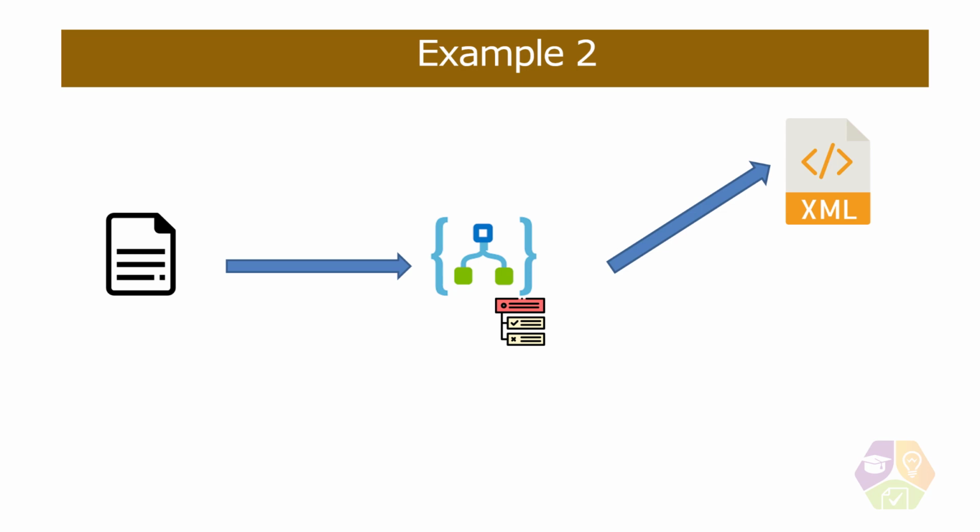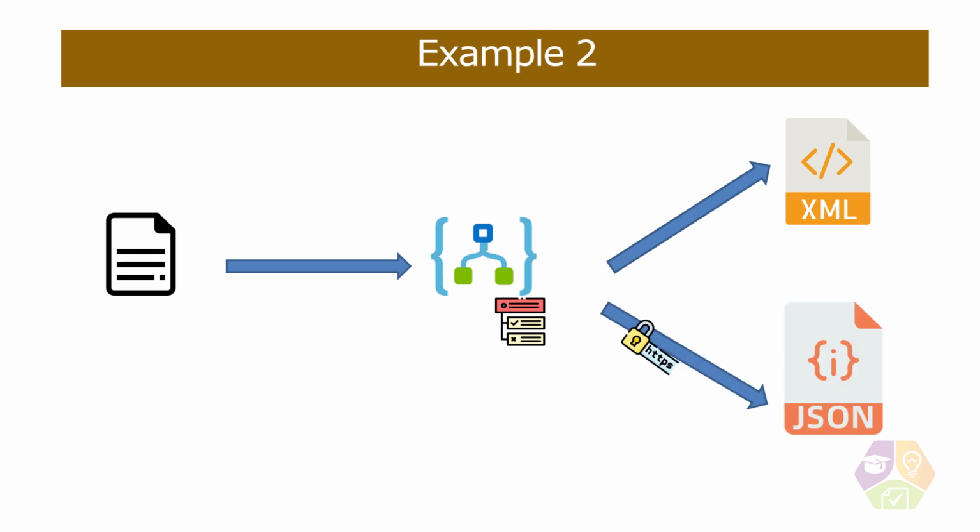It's possible to transform that document into a JSON document and send it over HTTPS to a service provider or another endpoint. It's up to you to decide how the Logic app handles those steps, whether they're sequential or concurrent, and whether the response from one dictates the actions of the other.